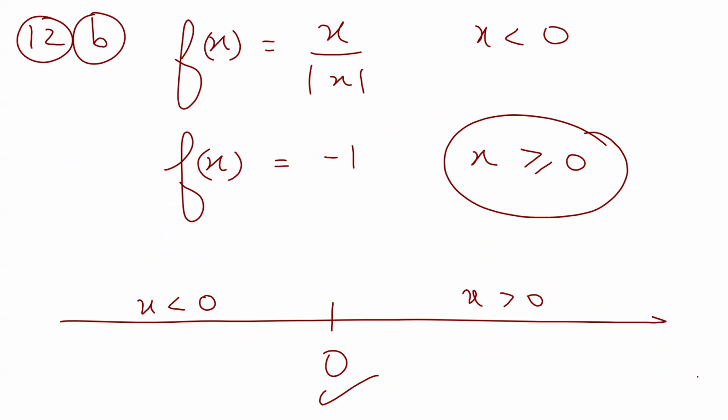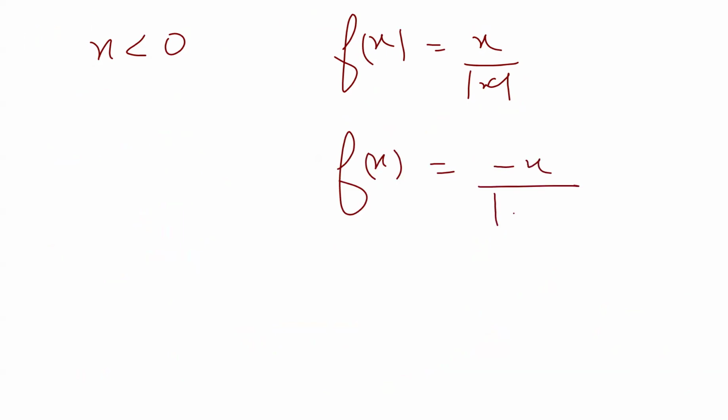Now x less than 0. f of x is x upon modulus of x. Now for less than 0, x values are negative. Every value of x is negative. So this is x upon minus x, since modulus of x is minus x, which is equal to minus 1. It's a constant function. So when x is minus 1, minus 2, minus 3, minus 0.999, minus 0.5, any real value of x which is less than 0, the function is continuous because it's a constant function. That conclusion you need to give.